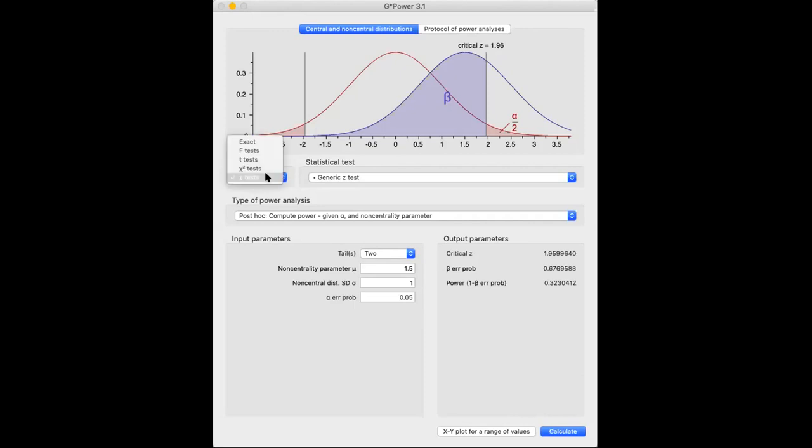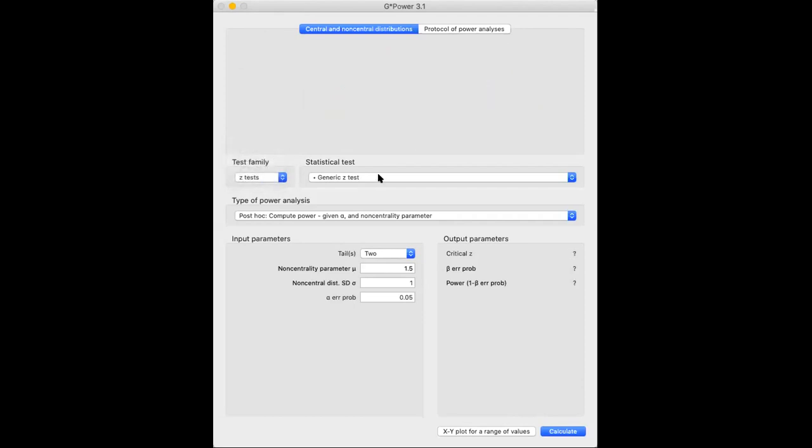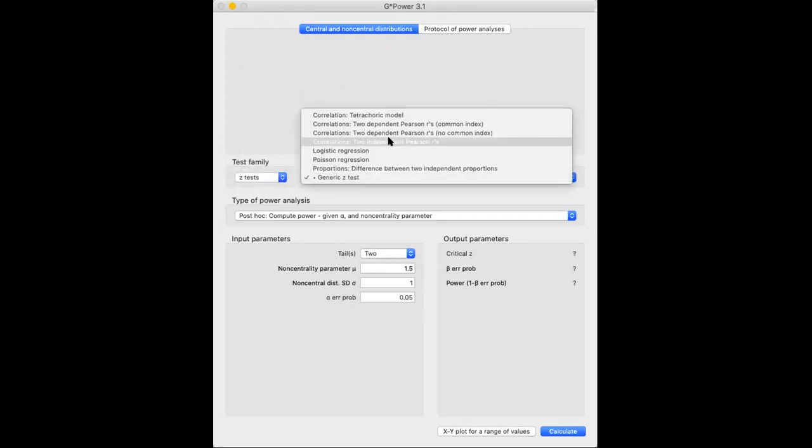So let's look at it. The first thing you should do is to select the test family. You can have exact, F test, t test, chi-square test, z test. So let's say we want to do a z test, because that's the simplest. And there are so many different z tests you can see. The difference between two correlation coefficients can be submitted to a z-test. Many things can be submitted to a z-test, but just to make it simple, we do a generic z-test, which basically gives you a z value.